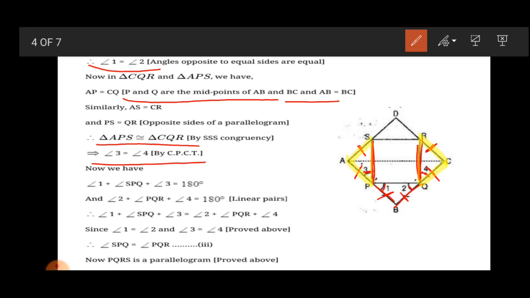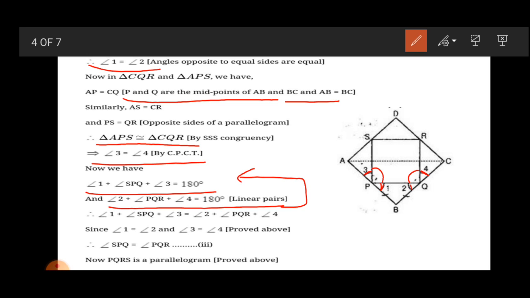Now we have angle 1 plus angle SPQ plus angle 3 is equal to 180 degrees by linear pair, and angle 2 plus angle PQR plus angle 4 is equal to 180 degrees, same by linear pair.